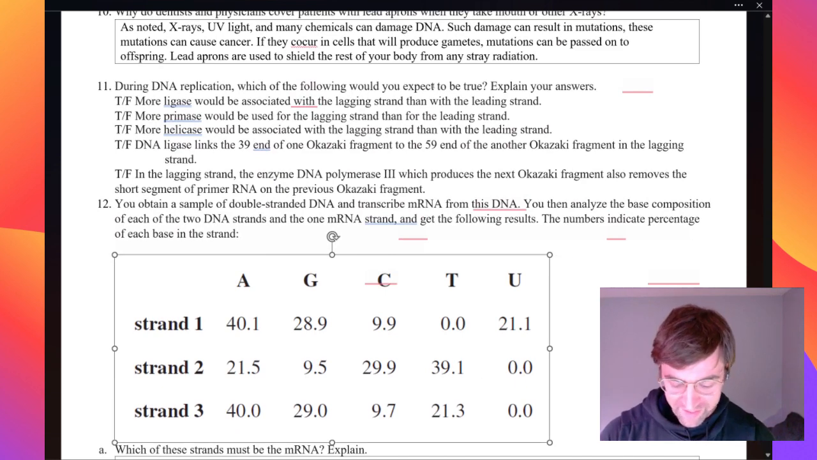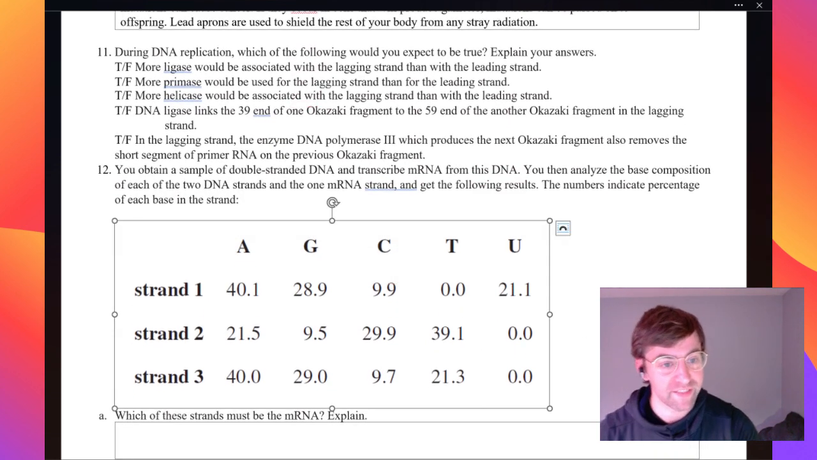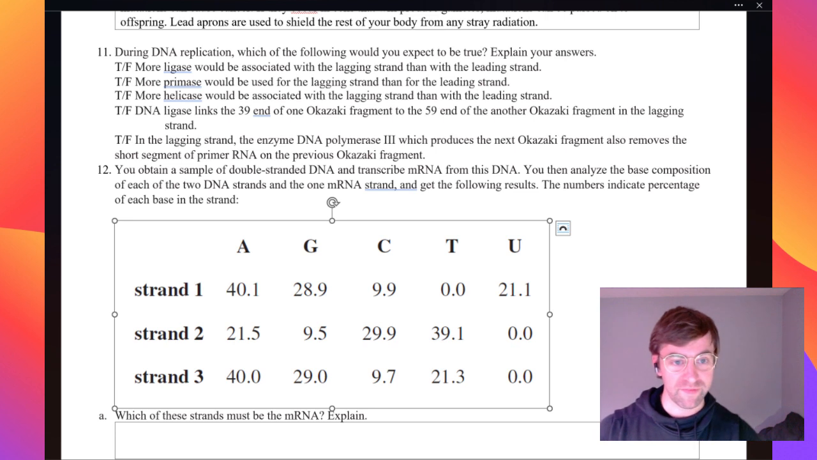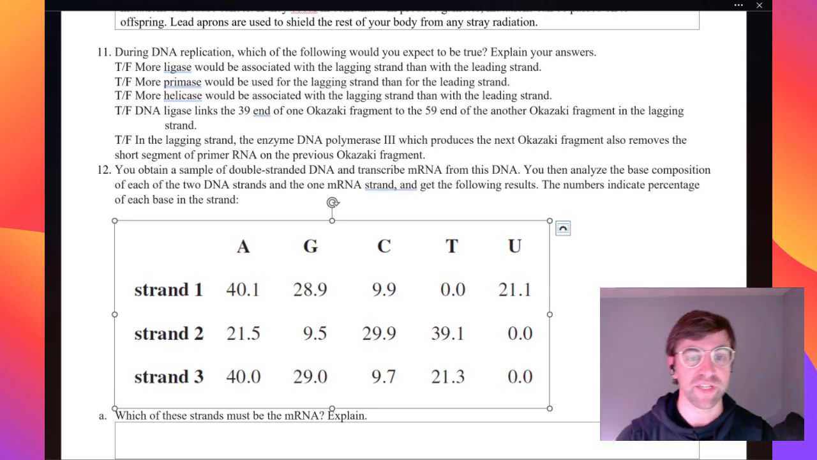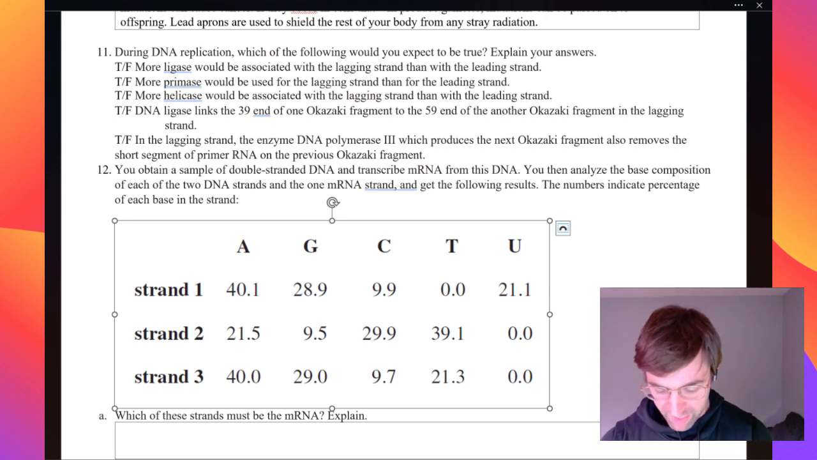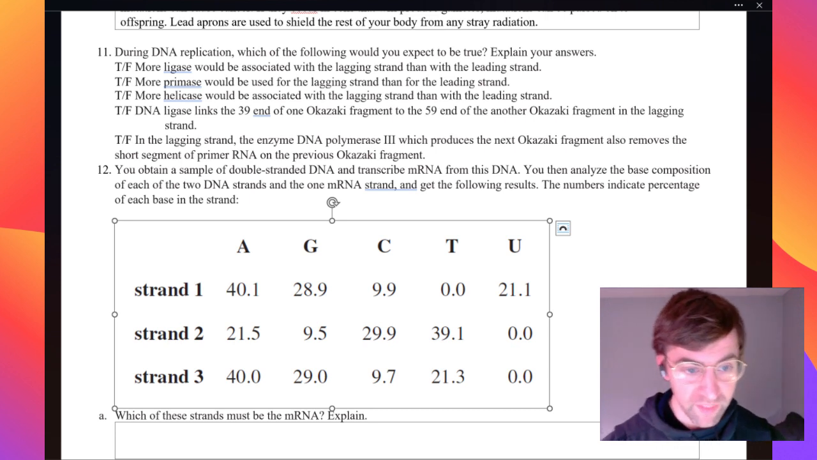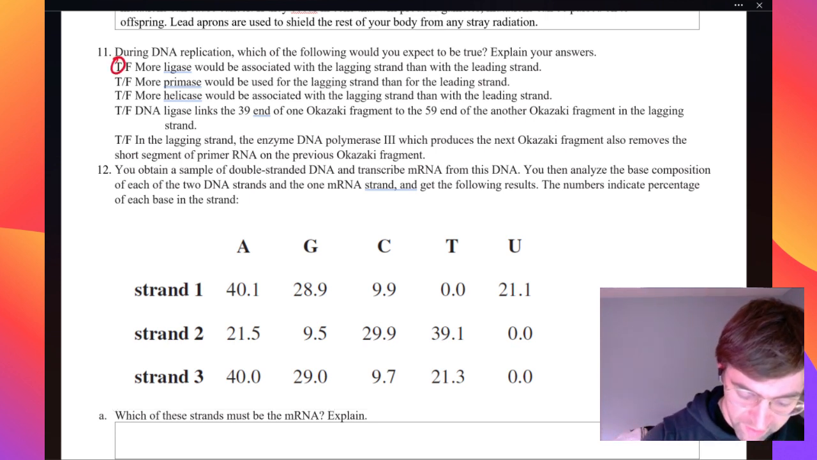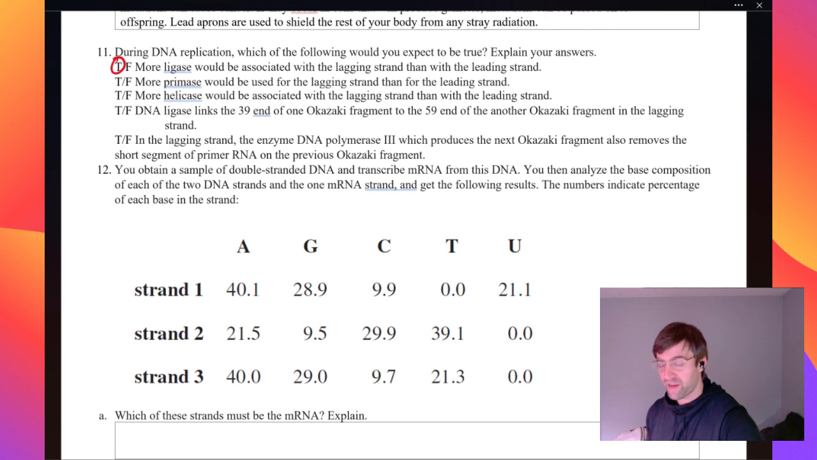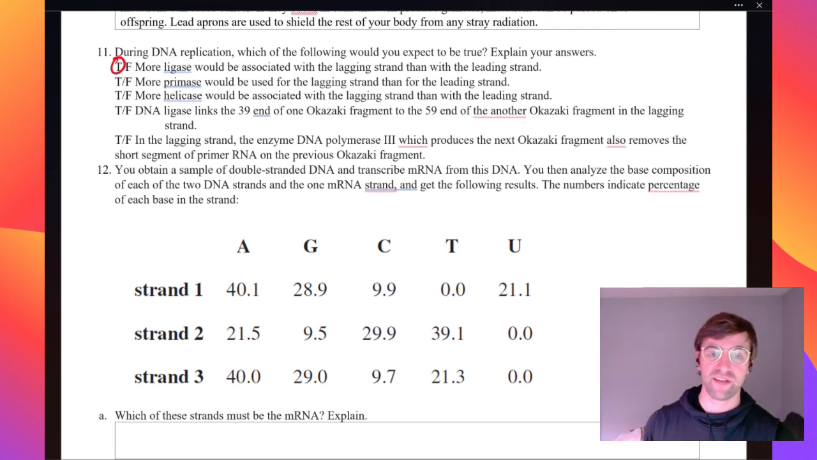All right. So during DNA replication, which of the following would you expect to be true? Explain your answers. True or false, more ligase will be associated with the lagging strand than with the leading strand. This is true. And this is true because Okazaki fragments are on the lagging strand and would need to be connected by a ligase.